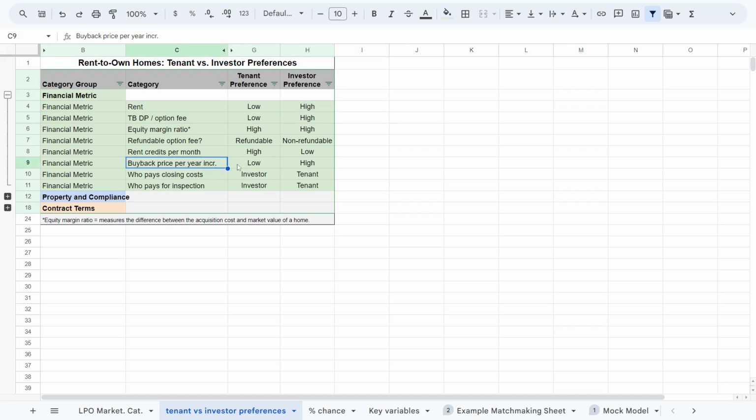The buyback price increase per year. The tenant wants the lowest amount. The investor wants the highest. Who pays the initial closing costs and who pays for an inspection on the home? The tenant wants the investor. The investor would like the tenant.